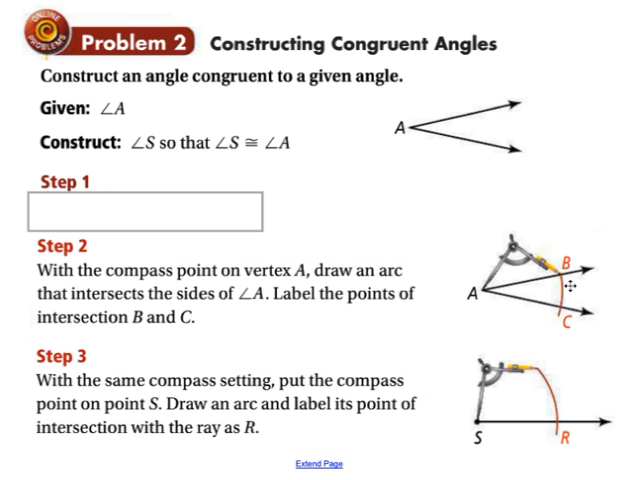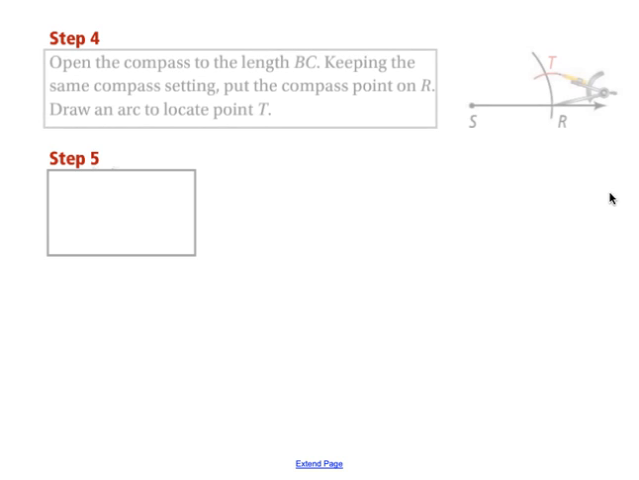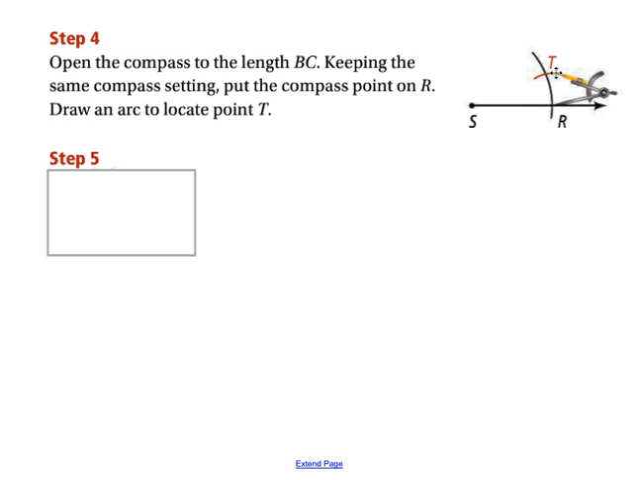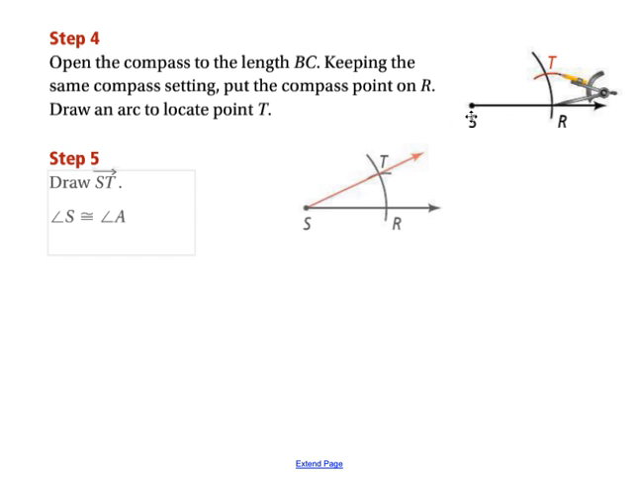You're going to open your compass and put it on point C and measure the distance from B to C and hold that distance. So you've got the distance from B to C on your angle with the pointed end on C. You're going to move that compass then with the pointed end on R, and you're going to swing a little arc that's going to intersect the first arc. That's what this picture is showing here. You put the pointed end on R and you swing that arc right across the first arc and label that point T. Now your last step is just to connect the dots. From S to T is the second side of your angle. So now you have constructed angle S congruent to angle A.